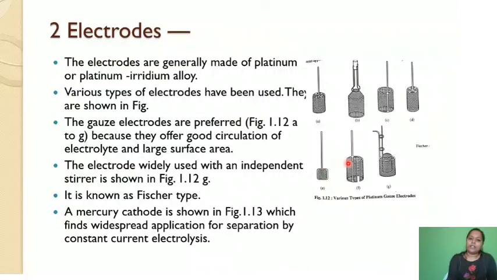The electrode widely used with an independent stirrer is shown in the figure. It is independent of a stirrer because these electrodes act as an electrode as well as a stirrer, so there is no need for a stirrer. It is known as Fisher type. A mercury cathode finds widespread application for separation by constant current electrolysis.